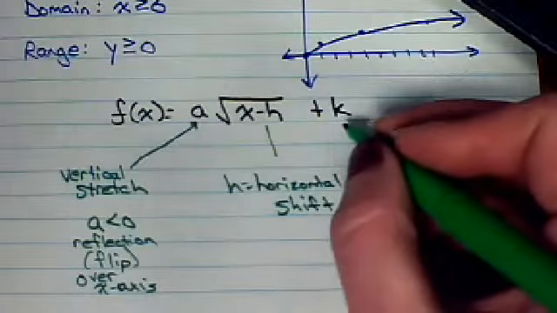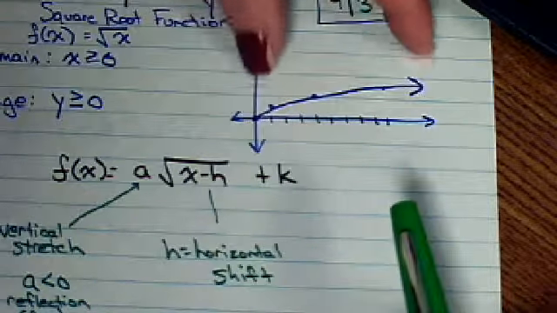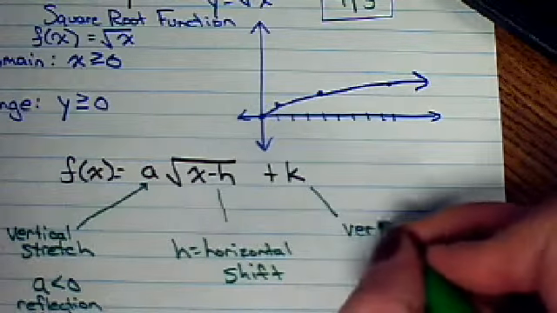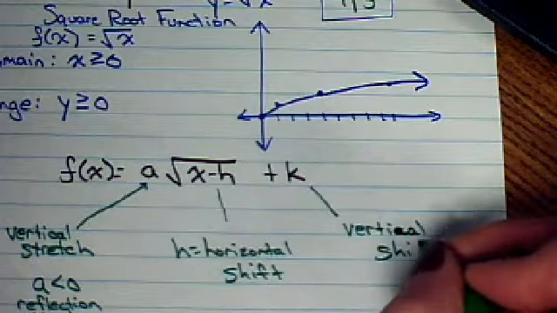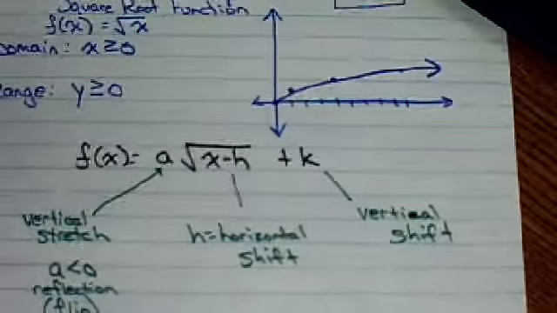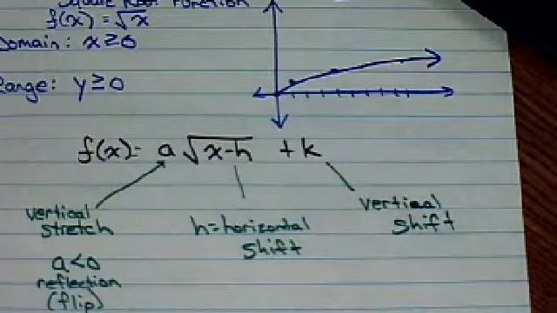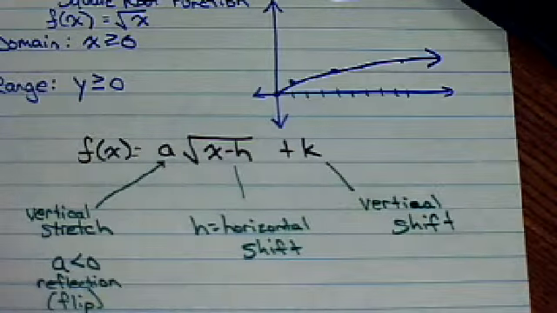Now when we add or subtract at the end, what that's literally going to do with our graph is move it up or down. So this is a vertical shift. That's a vertical shift. So I want to look at some examples of ones we could work with.